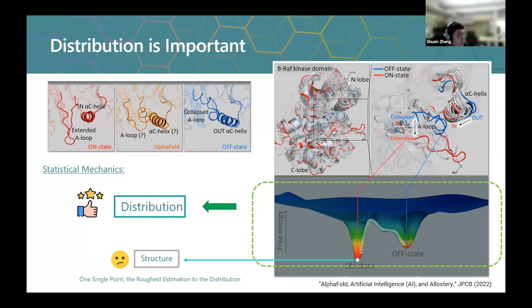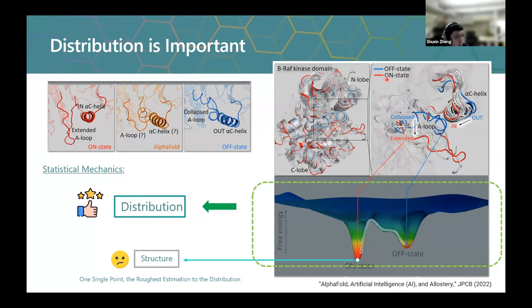To illustrate, sorry, let me get my laser pointer. Okay, so to illustrate the importance of the equilibrium distribution, let me show you an example of a protein that has two stable states corresponding to different functions. This protein is called BRAF kinase and is involved in cell growth and survival. BRAF kinase can switch between an active and inactive state depending on the binding of its substrate and inhibitors. The active state has a loop region that is open, while the inactive state has a loop region that is closed.